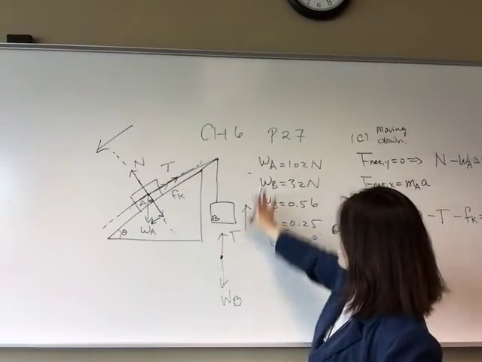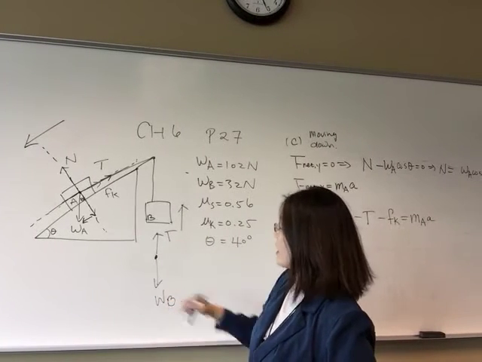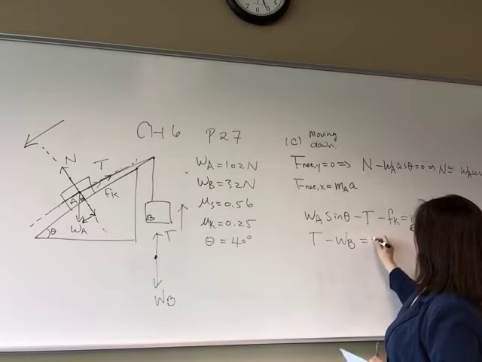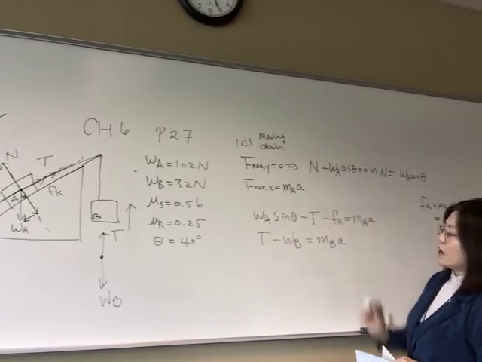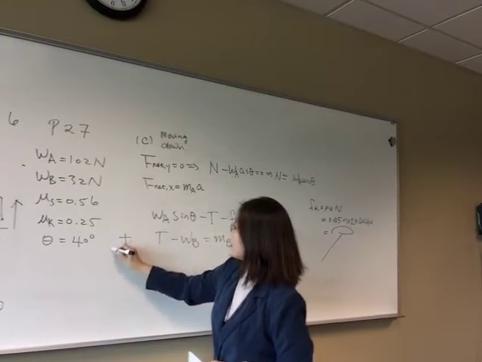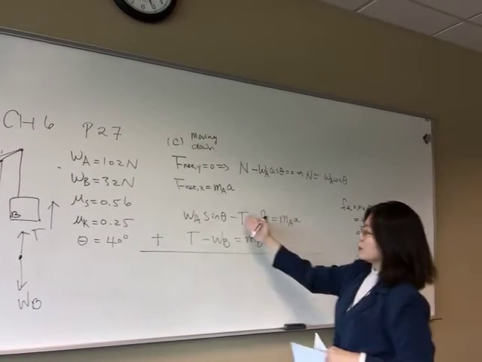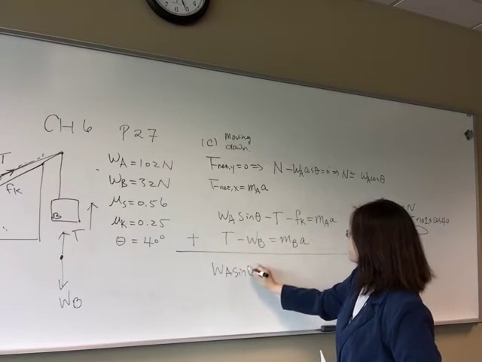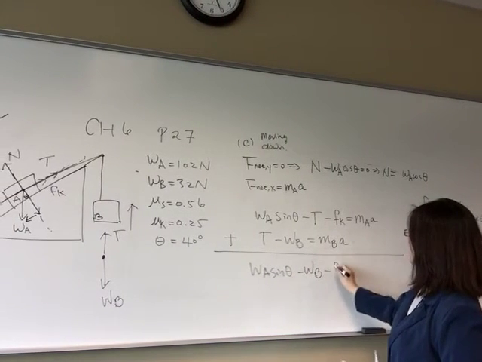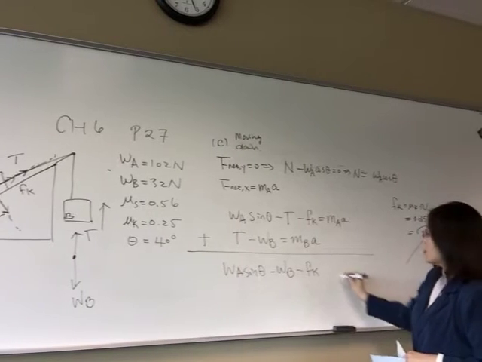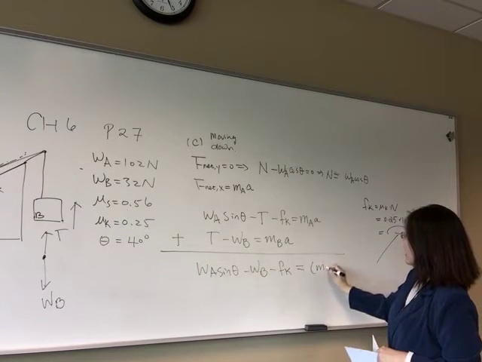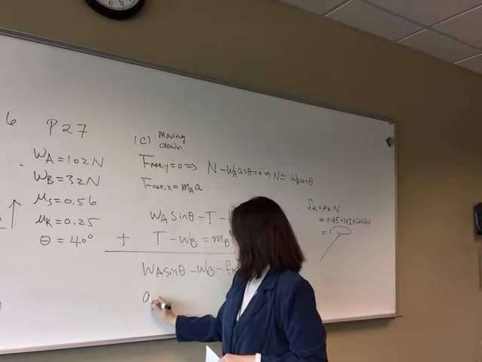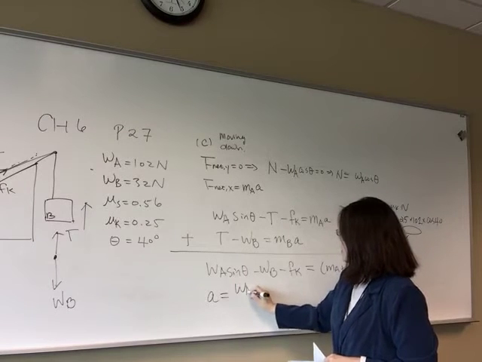Now, according to this diagram, the whole thing is moving up, which means that tension is going to be greater than the weight of block B. So you have T minus WB equal to the mass of block B times the acceleration. Again, we're going to add these equations together to eliminate one of the unknowns, which is usually the tension. So tension gets canceled. You have WA sine theta minus WB minus Fk on the left-hand side. On the right-hand side, you have MA plus MB times the acceleration. So your acceleration is equal to this.